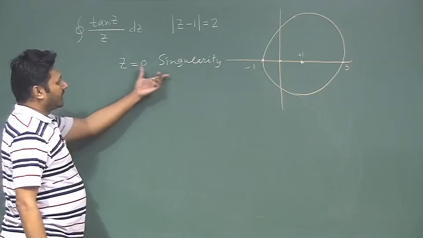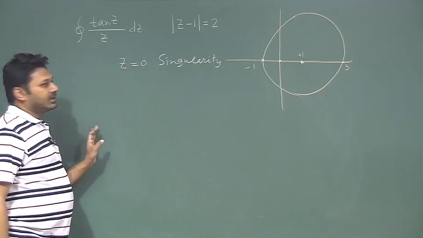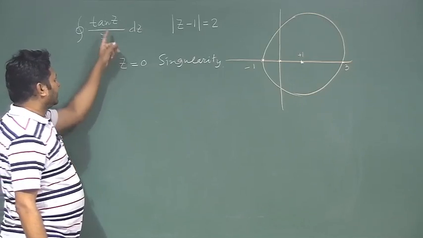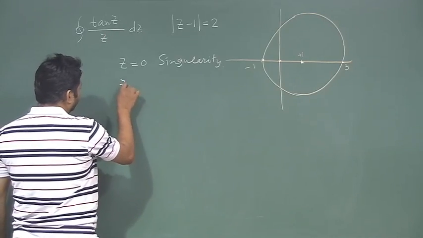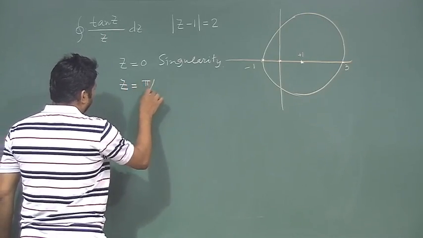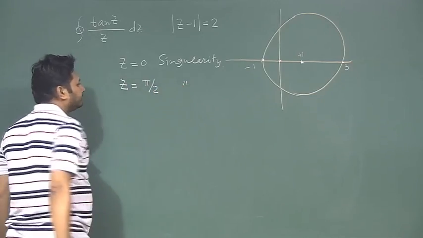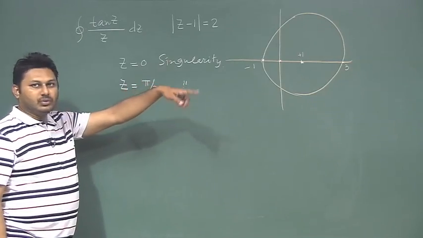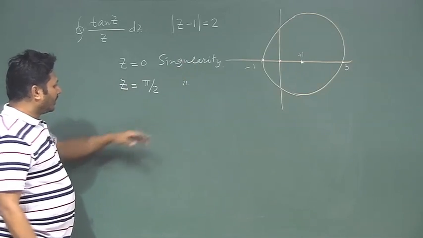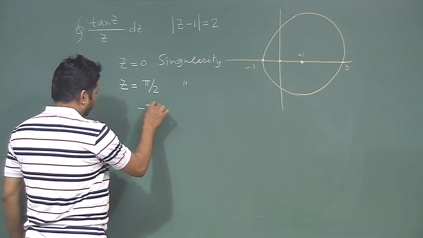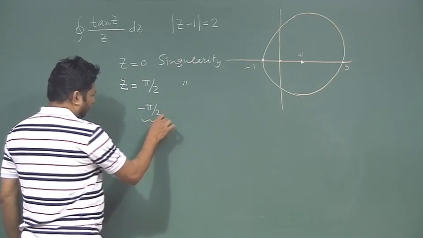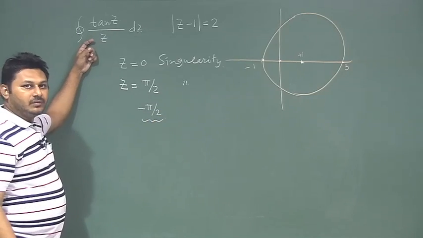At z equal to 0, we have a singularity. Apart from that, is there any other point where we have a singularity? Yes, at z equal to pi by 2 we have a singularity, at least one which is inside this. So pi by 2, and also minus pi by 2, I should have a singularity, right? Minus pi by 2 also has a singularity.